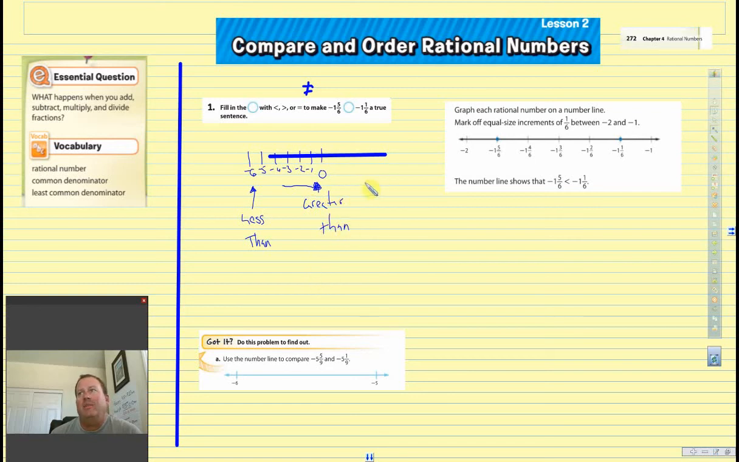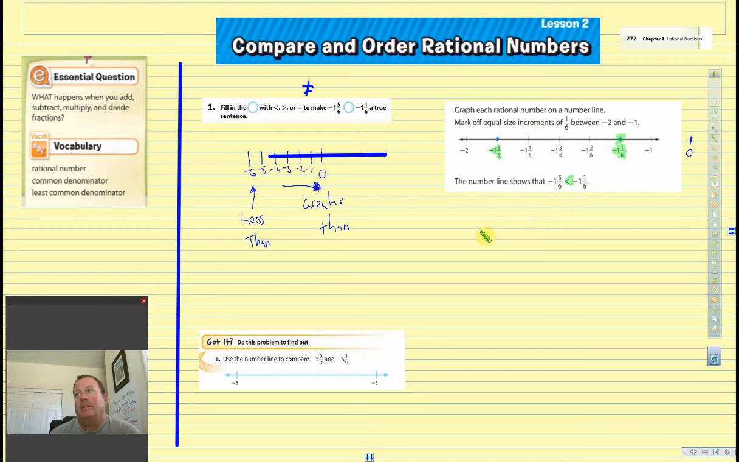Okay, so with that information, let's go ahead and look over here. I have a graph already set up, and my 0 is over here. So let's just say my 0 is right around here. Really what I'm looking at is negative 1 1/6 and negative 1 5/6. Well, look at that. Negative 1 5/6, even though it's 5/6 versus 1/6, it's negative. Therefore, it is less than.